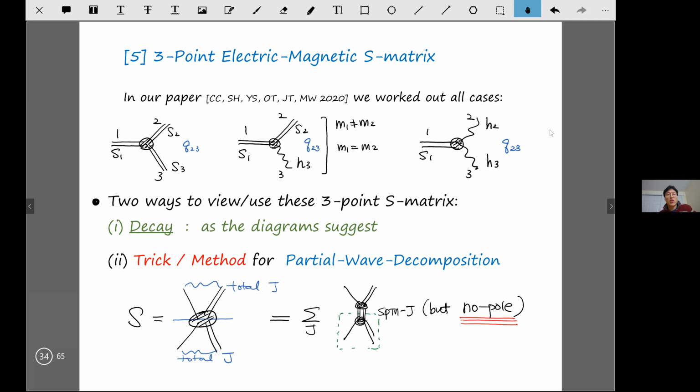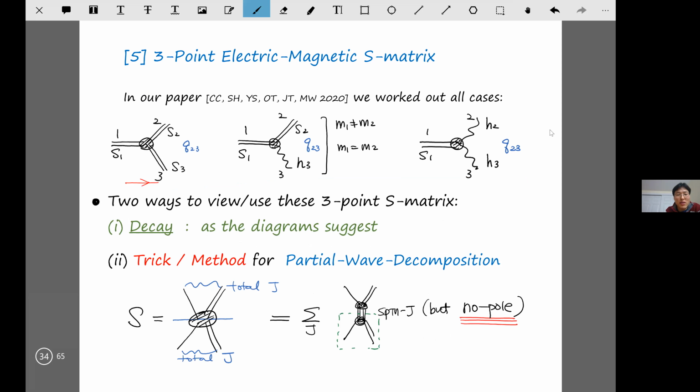So what's the point of talking about the S matrix of a 3-point function? One obvious thing is that you might wonder whether you can compute the decay process, because this diagram suggests a decay process. But importantly, in our case, we're going to use this as a trick or method of doing fully relativistic partial wave decomposition. What do I mean by that?